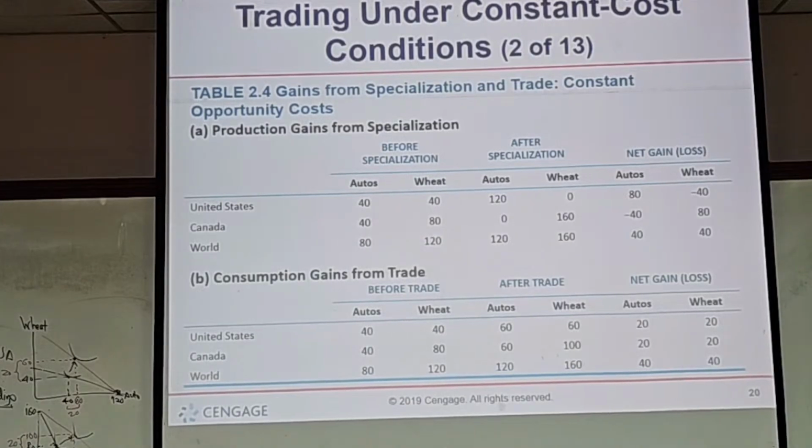So the beauty of trade here is that we are able to consume beyond, outside. Got it? This is the production possibilities frontier. You specialize, you can consume. Anything inside is possible during autarky, any combination of production. Outside is not possible, because resources are limited.